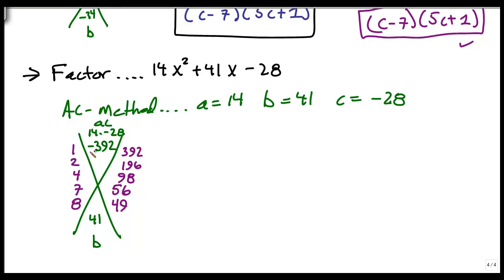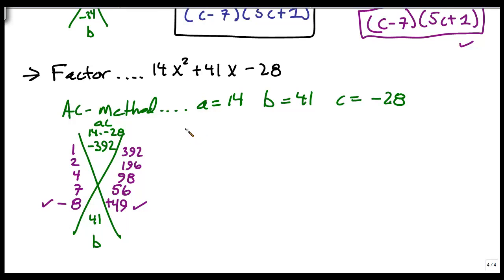So I need these to multiply together to give me a negative 392. So one will have to be positive and one will have to be negative. But when I add them together, I want a positive 41. So I have a positive 49 and a negative 8. So this is my combination that works.